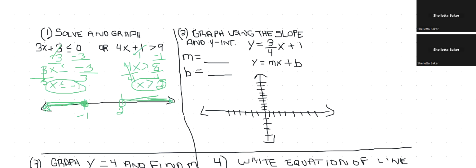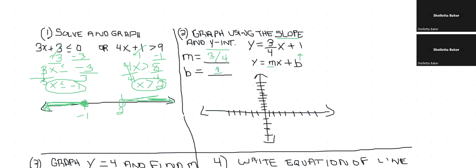Number 2, we want to graph a line of this equation, y equals 3/4 x plus 1, using the slope and the y-intercept. Remember, when you have an equation where y is by itself on the left side, that's in slope-intercept form, and the number that's in front of x is going to be your slope. So right here, our slope is 3/4. The number that's behind x is your y-intercept. B stands for y-intercept. So our y-intercept is 1.